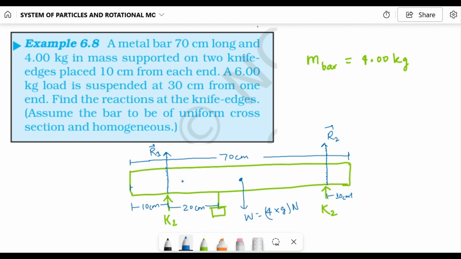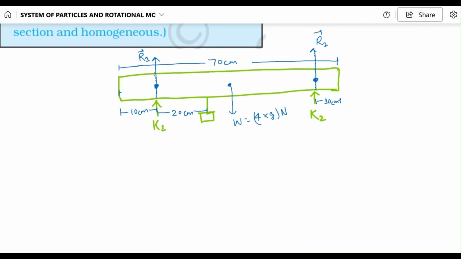Now we have to find out this R1 and R2. And if this bar is in complete equilibrium, then the net torque and the net force on this bar must be zero. So let me write here a point and here another point. Okay. Now in the first case, if we are taking translational equilibrium, so total forces acting on this metal bar should be zero, means resultant of those forces should be zero.